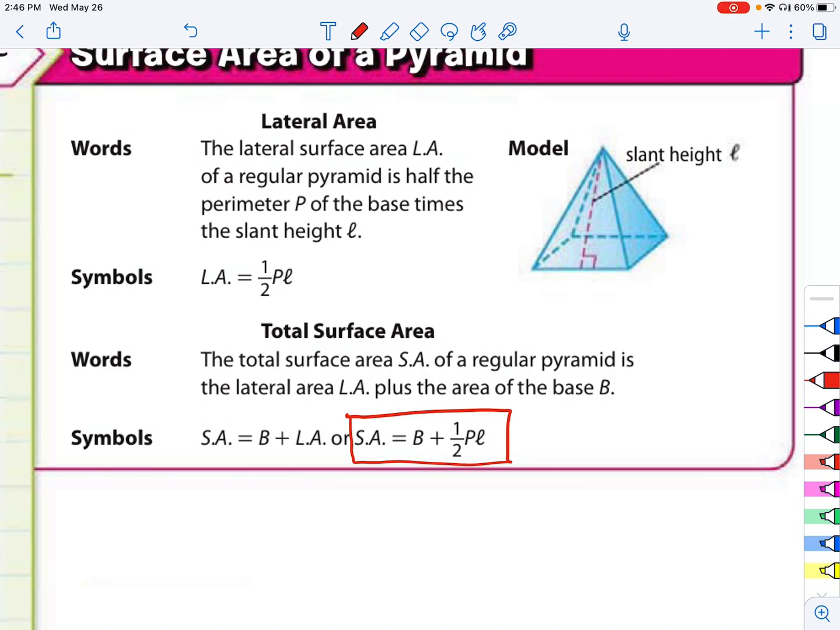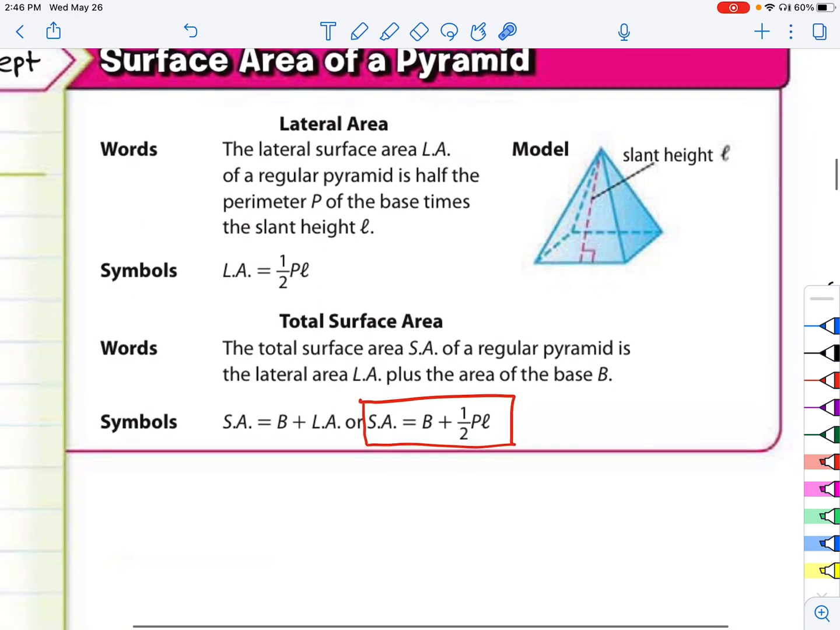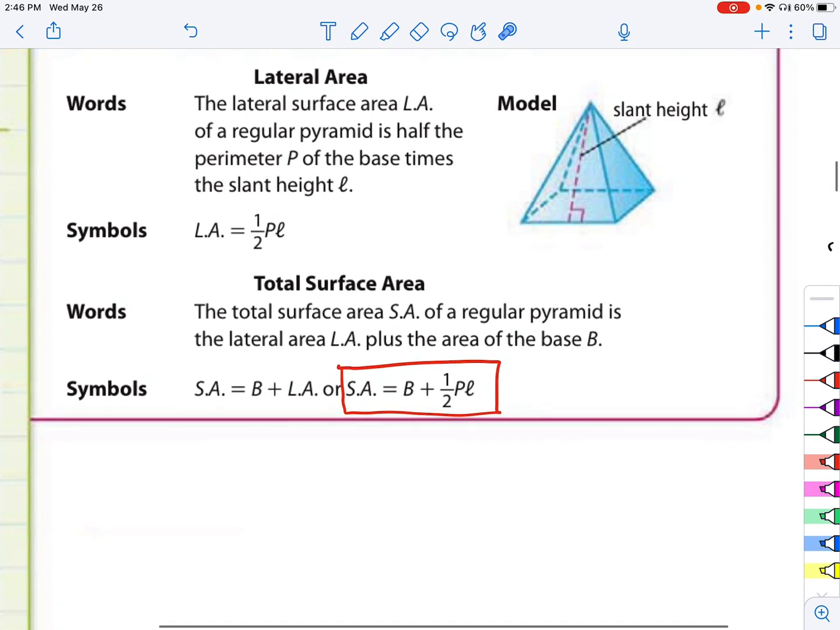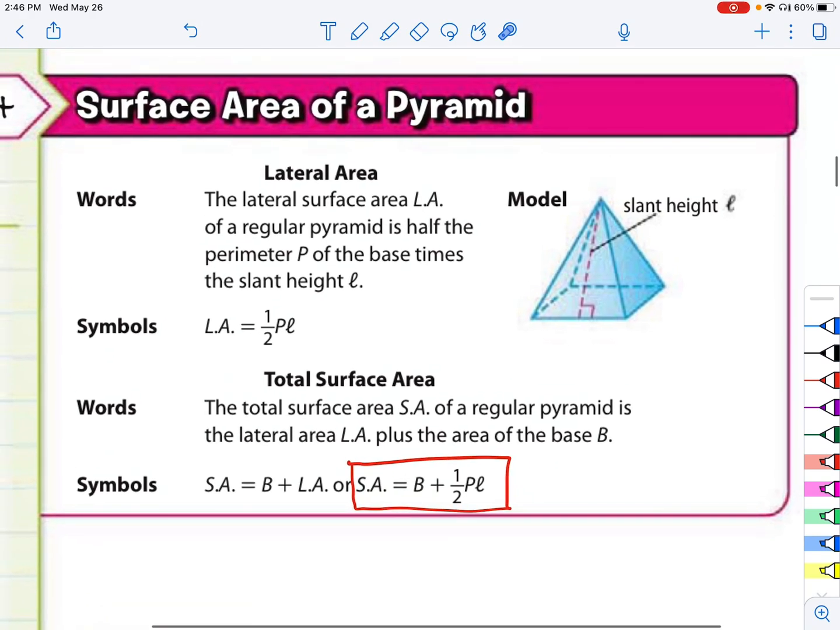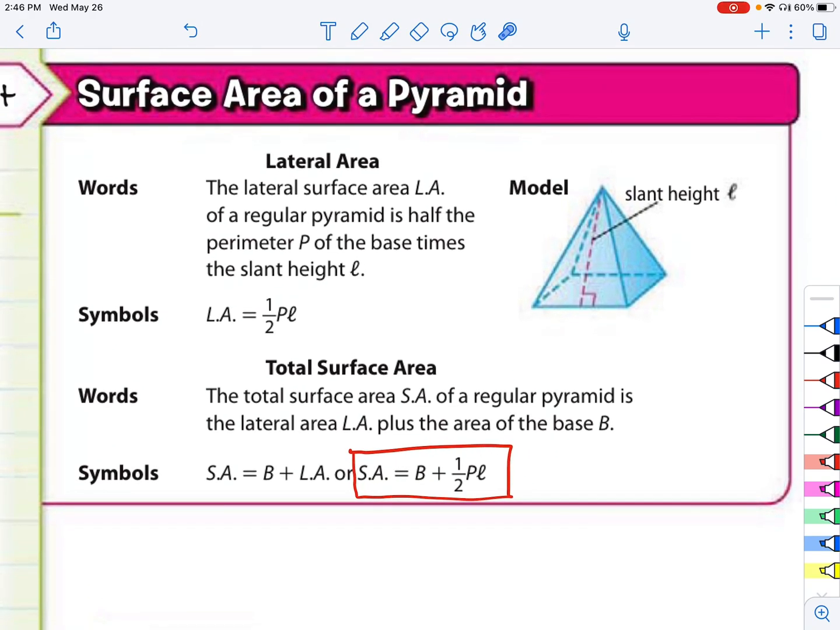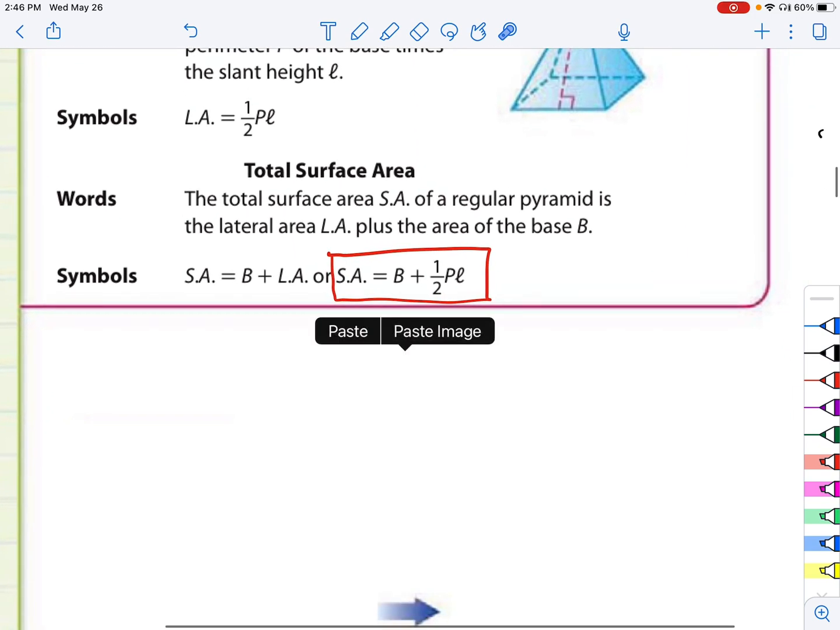And this is the model. Again, this is our slant height. This is our base right here, and these are the lateral faces, which when you add them up becomes our lateral area. All right, let's talk about that particular formula in terms of what a regular pyramid is, because that's a term that you need to understand as well.